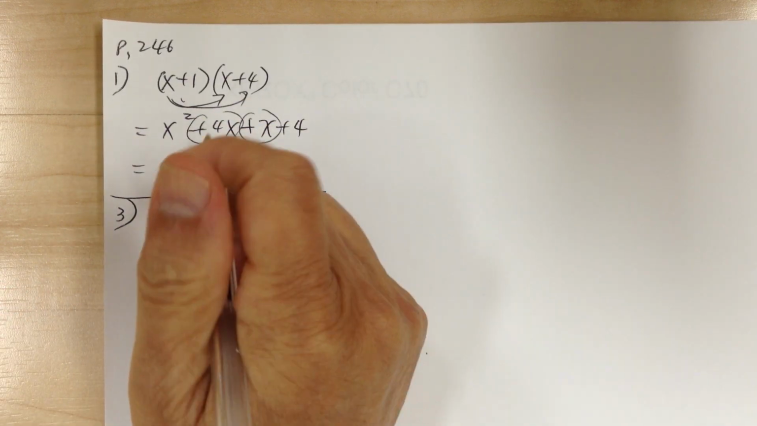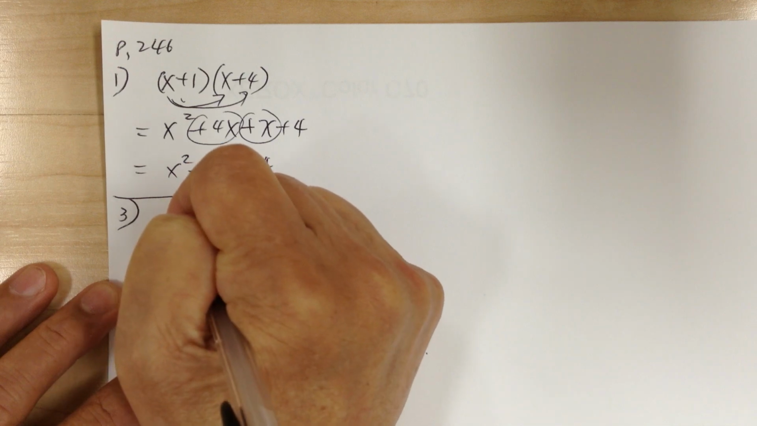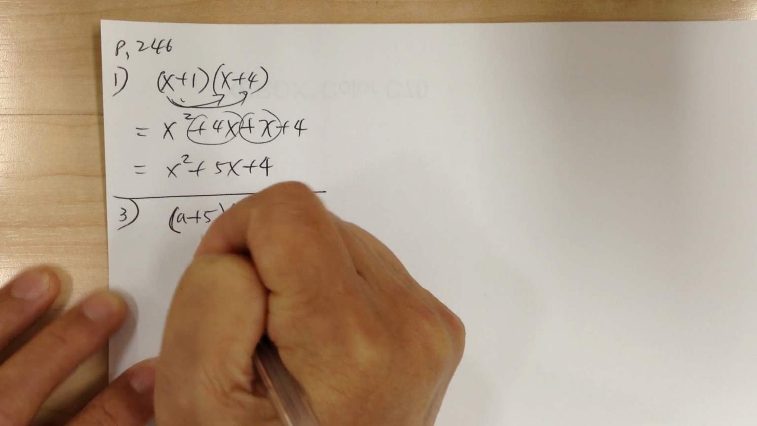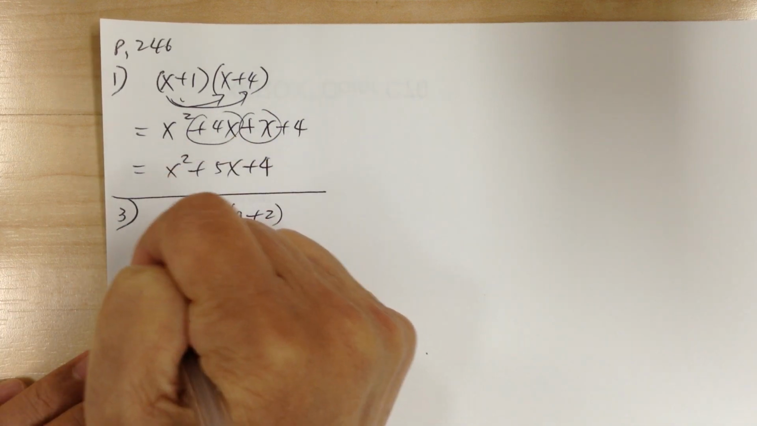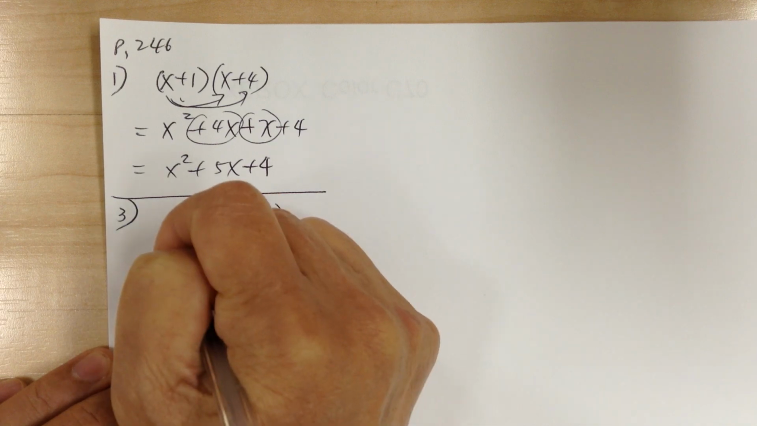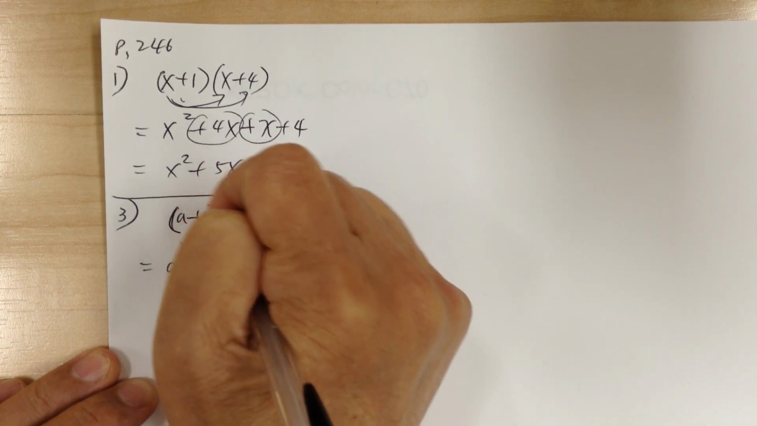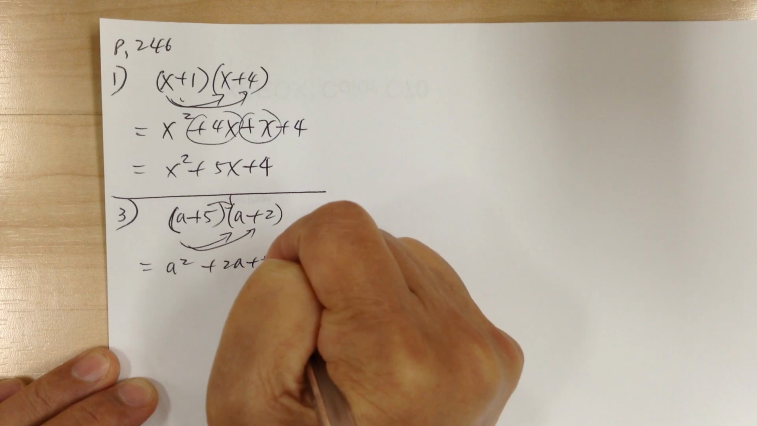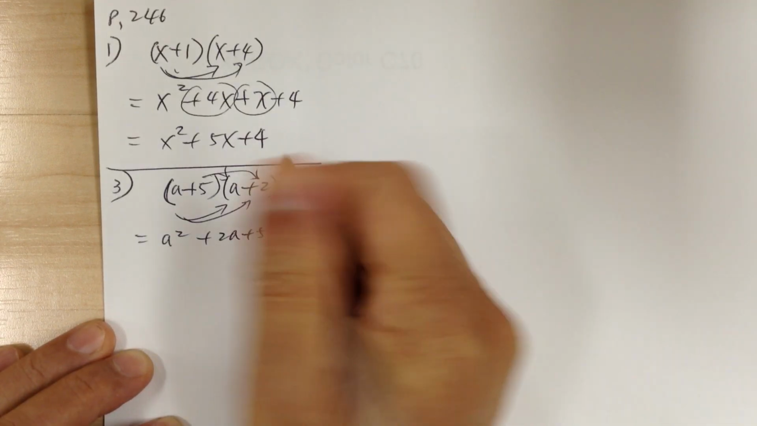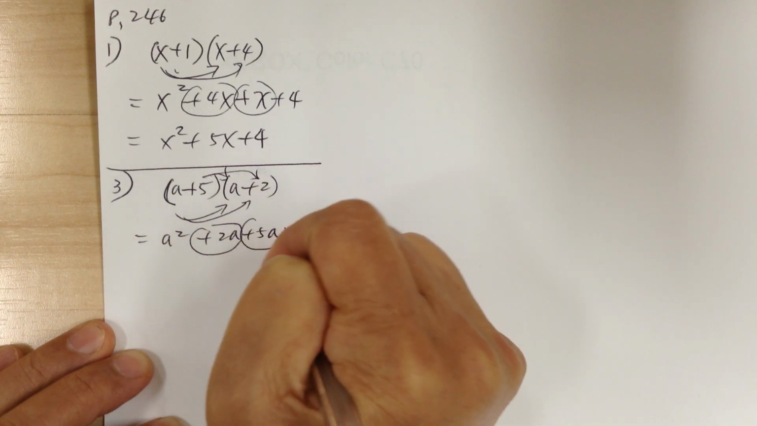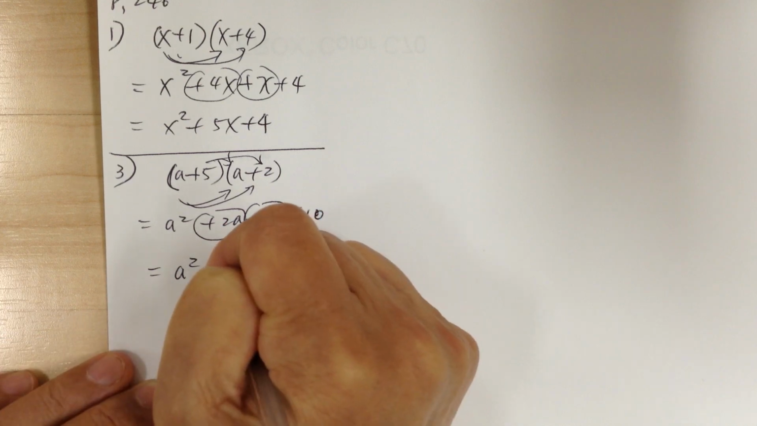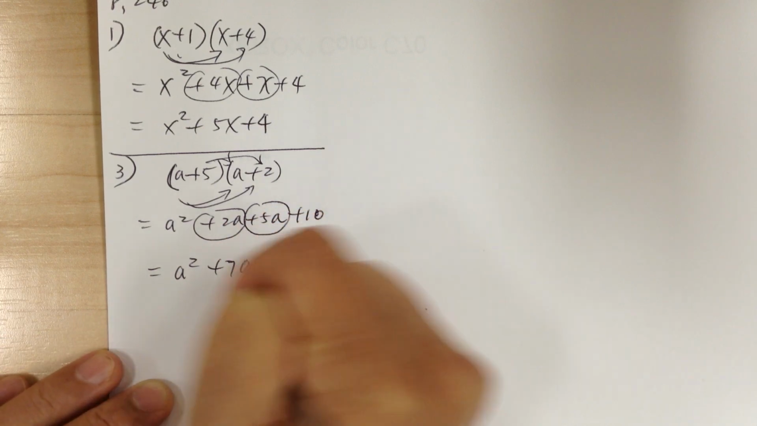Okay, number 3, you have a plus 5 times a plus 2. So you can distribute, multiply. You're going to get a squared, multiply, you get plus 2a, so that's the F, O. Then do the I, so plus 5a, and the L, plus 10. Then after that, combine the like terms, combine the O and the I, so you get a squared plus 7a plus 10.